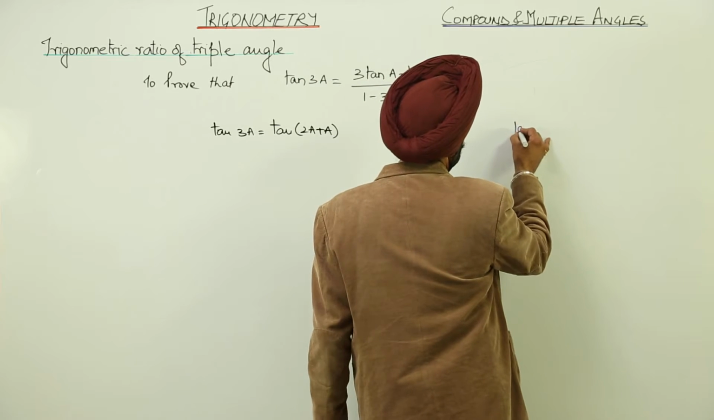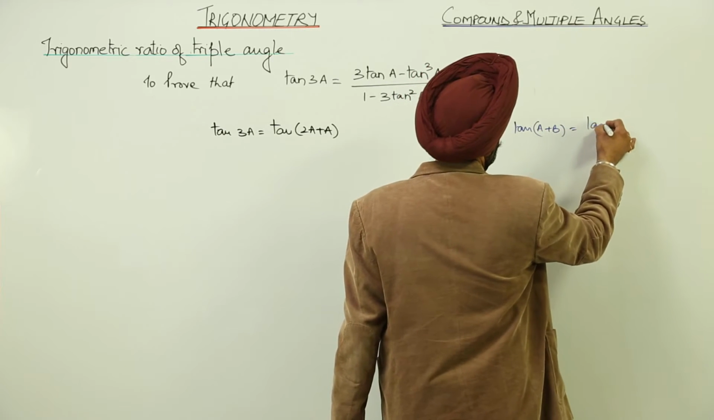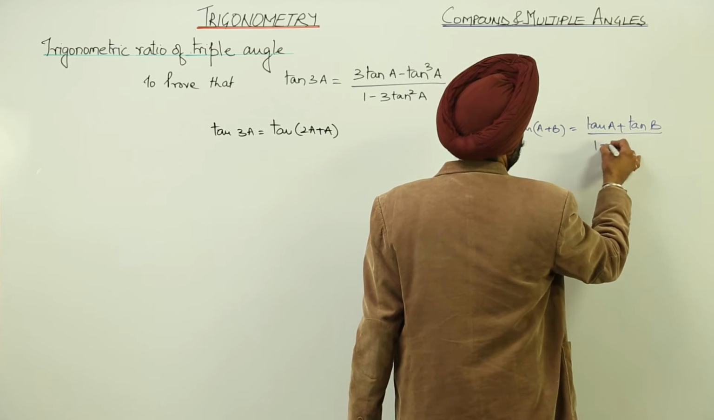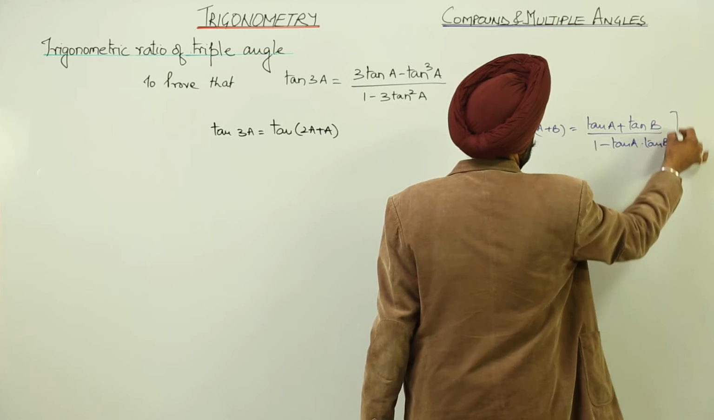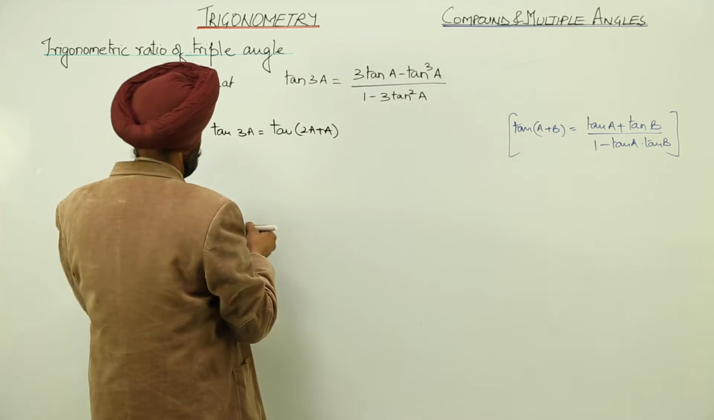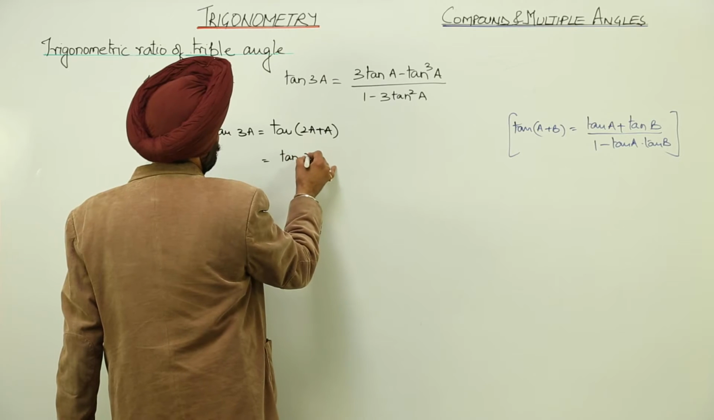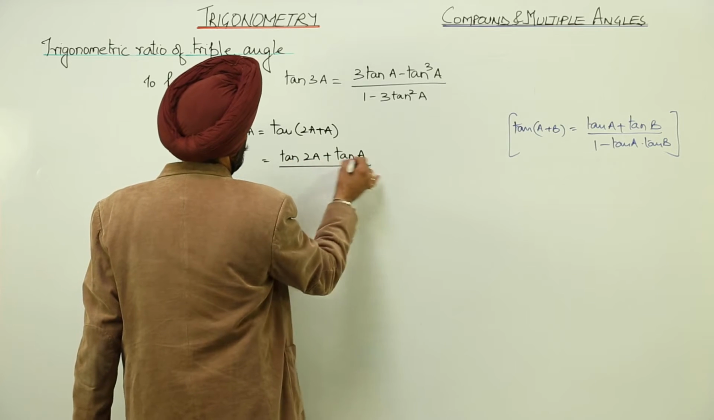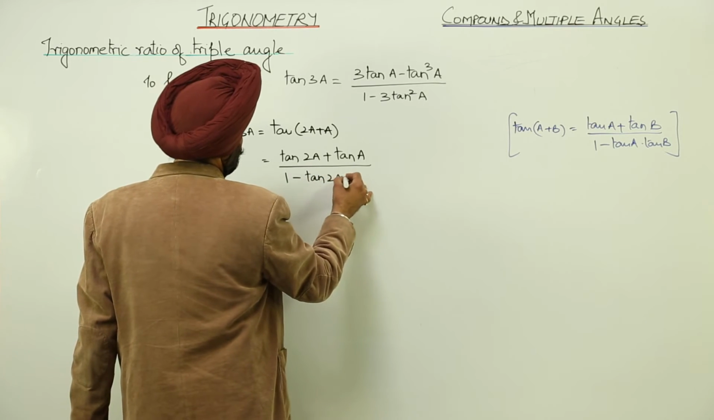First of all, tan (A plus B) is equal to (tan A plus tan B) upon (1 minus tan A with tan B). Is it clear? Now this becomes (tan 2A plus tan A) upon (1 minus tan 2A with tan A).